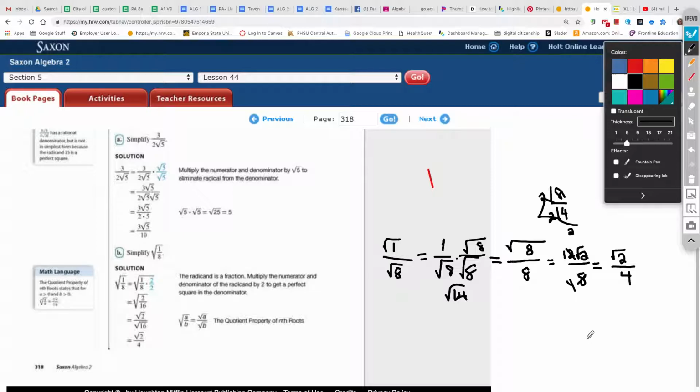Okay? All right, so like I said, don't freak out. If you would rather rationalize first and then take care of your radicals, as far as simplifying, that's fine. If you want to simplify first, that's okay too. Okay? That's all right too.